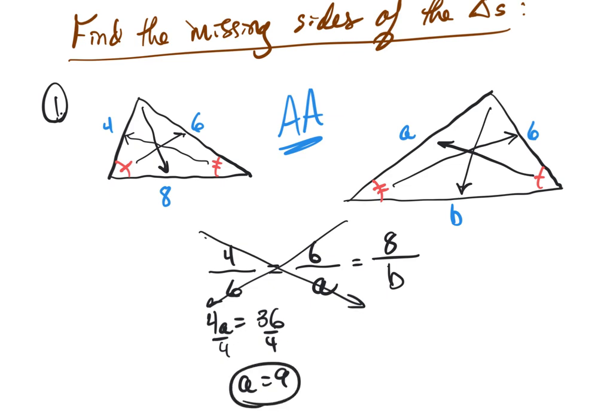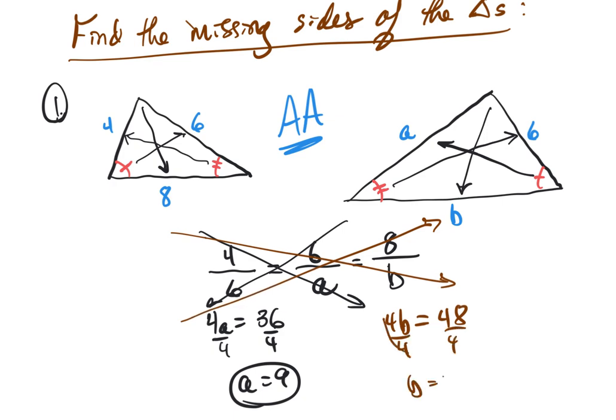Okay? And then I can move over and cover up the fraction that's in the middle, and if I cross multiply, I'll just choose a different color. If I cross multiply this way, I'd have 4 times B, and if I cross multiply this way, I'd have 6 times 8. Okay? Once again, giving me a very easy equation to solve. Divide both sides by 4. So B is equal to 12. And we have our 2 missing sides. All right? Our 2 missing sides for that triangle.